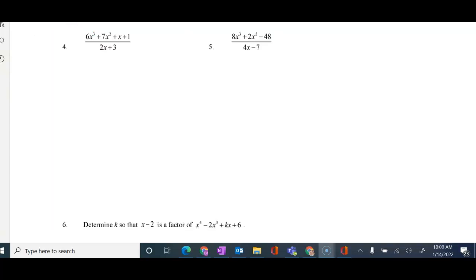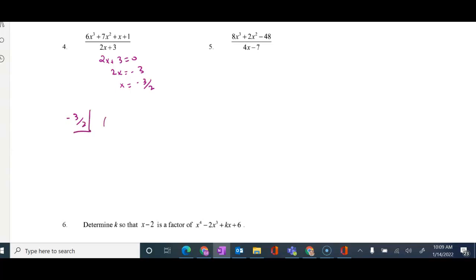Example 4, we've got a divisor that does not have a lead coefficient of 1. So we have to really be on our toes here. This is not normal. What would go in the box is not a negative 3, but let's see, 2x plus 3 equals 0, 2x equals negative 3, x equals negative 3 halves. That's what's going to have to go in this little box, negative 3 halves.